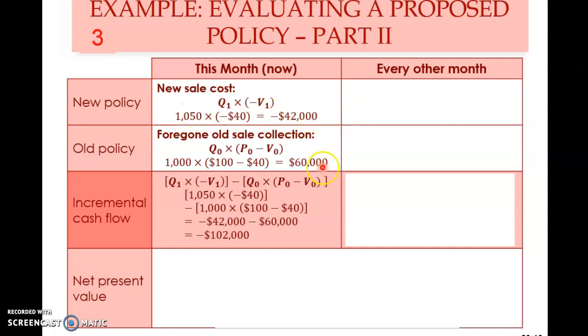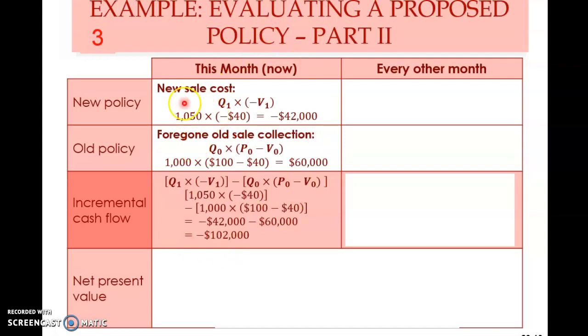This is an outflow. This you forego, this inflow under the new policy, because it's an inflow with the old policy. Because you switch to the new policy, you will lose this. Therefore, this will also be a negative 60,000. So you lose this. This is a cash outflow, and this is a cash outflow. Therefore, total cash outflow will be $102,000. Is that okay? All right.